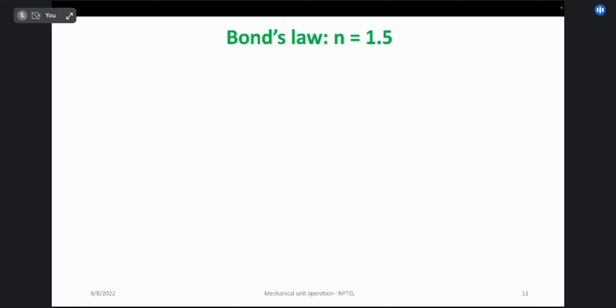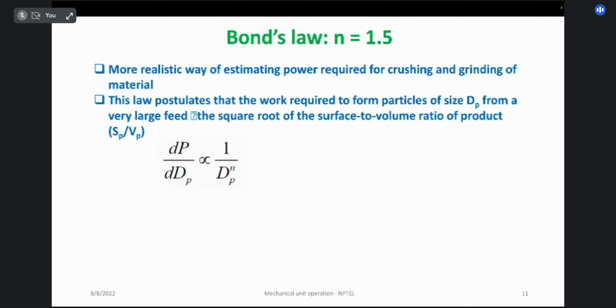Now we will go for the third law, Bond's law. Here n is equal to 1.5. It is a much more realistic way of estimating the power required for crushing and grinding of the material. Whenever we are doing crushing and grinding, Bond's law will give you the better estimation.